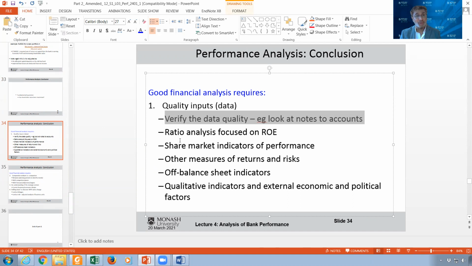Our ratio analysis should be based on ROE. Share market indicators should be taken into the picture. Other measures of returns and risk should also be included, so we have to measure risks. Off-balance sheet items should not be omitted. And qualitative indicators should validate the quantitative results.